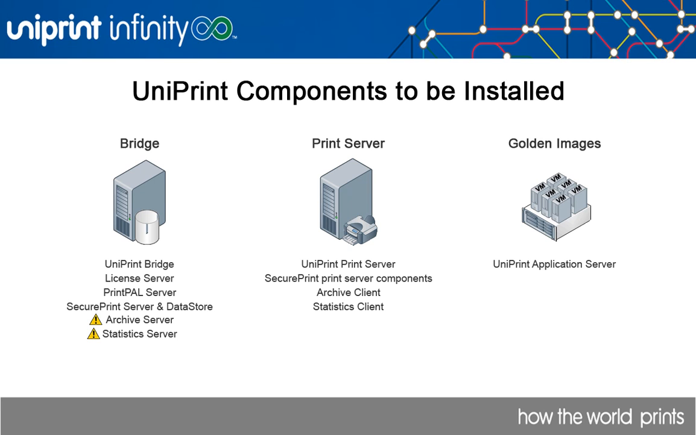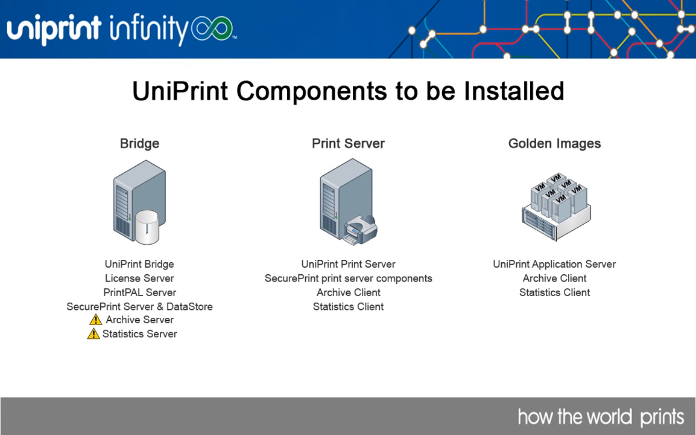On a golden image, we'll be installing the UniPrint application server. This component contains the UniPrint universal printer driver and is responsible for rendering print jobs into compressed PDF. We'll also be installing the archive and statistics clients, which capture print jobs and their statistics for all jobs sent to the UniPrint printer, UniPrint email PDF, and UniPrint save PDF print queues.